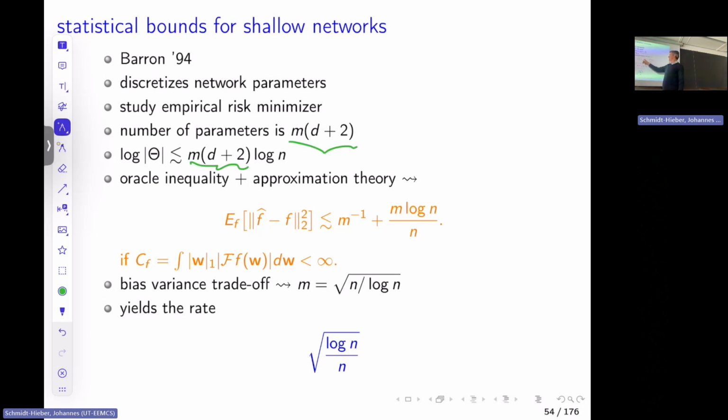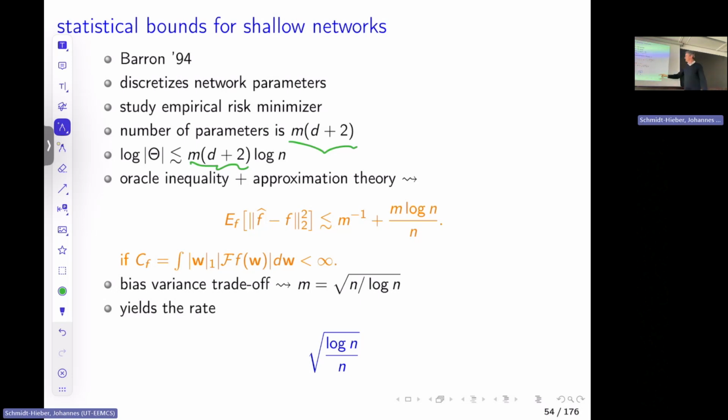And then you get this one becomes small if M is large. This one becomes large as M is large. And so you see exactly the sorts of things that work against each other. And then the optimal trade-off happens if M is of the order square root of n over log n.